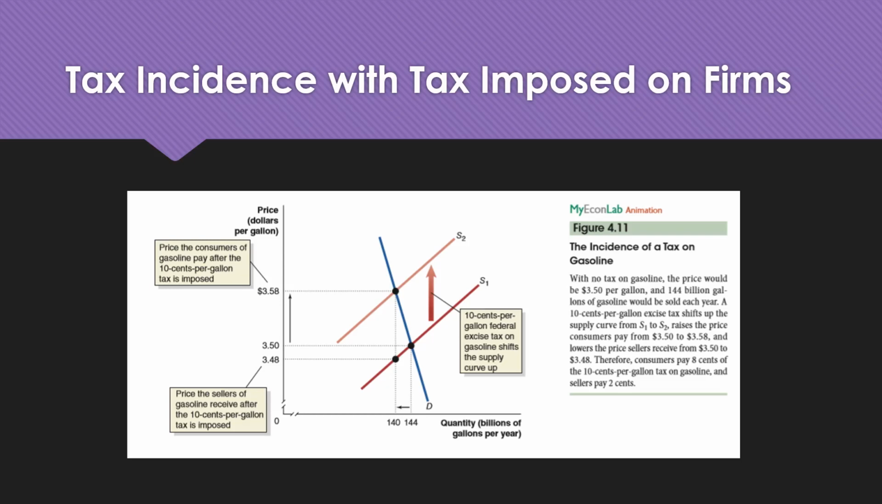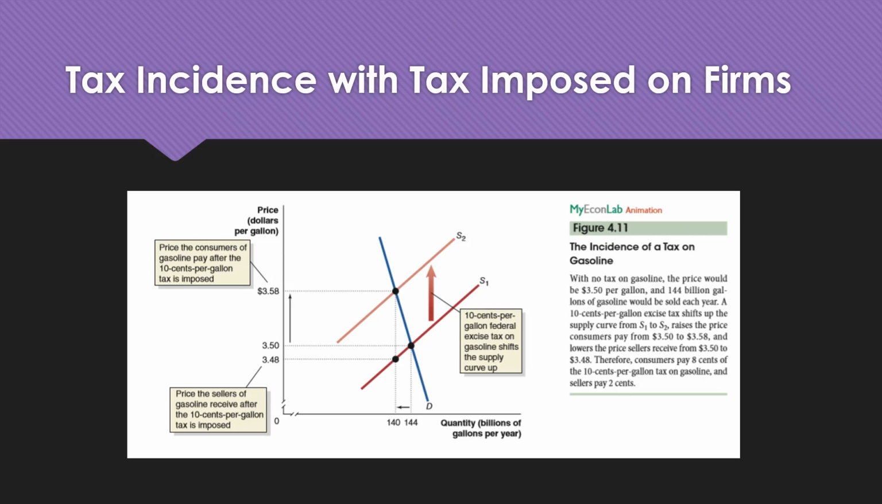So what ends up happening is that the household ends up paying 8 cents, or 80% of the tax. So their tax incidence is 80%. And then the firm basically loses 2 cents in revenue from the tax, so they end up paying 20% of the tax. So their tax incidence is 20%.